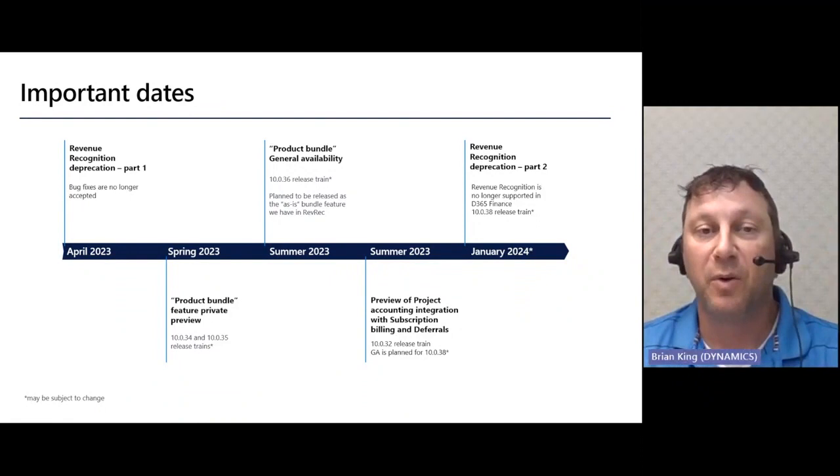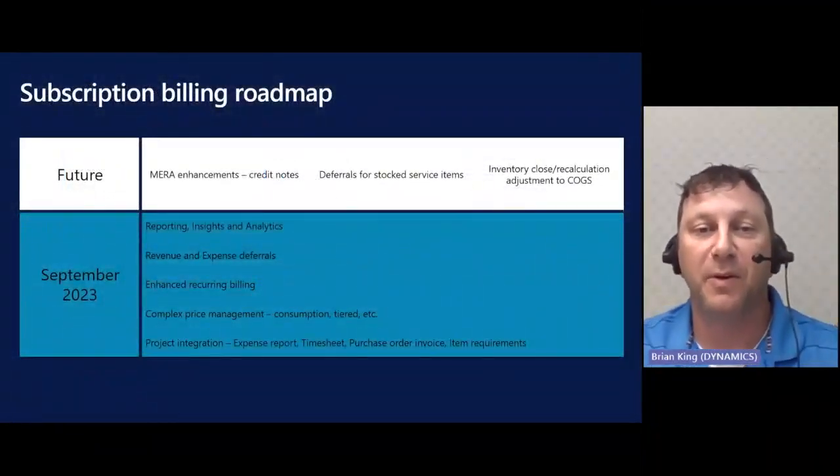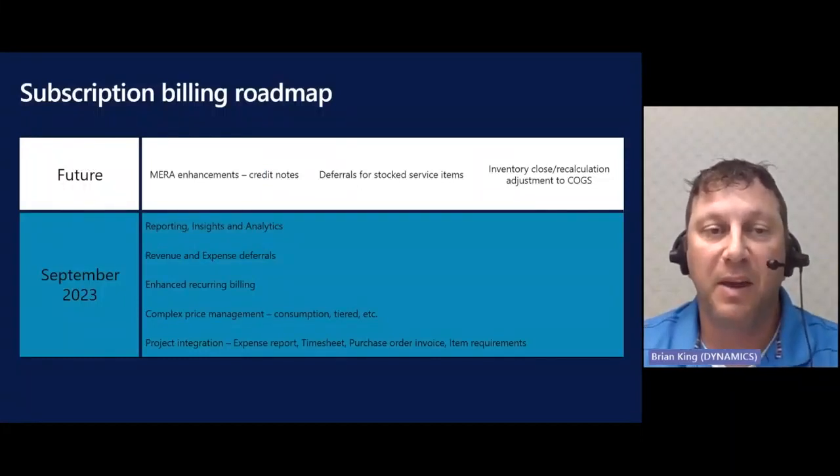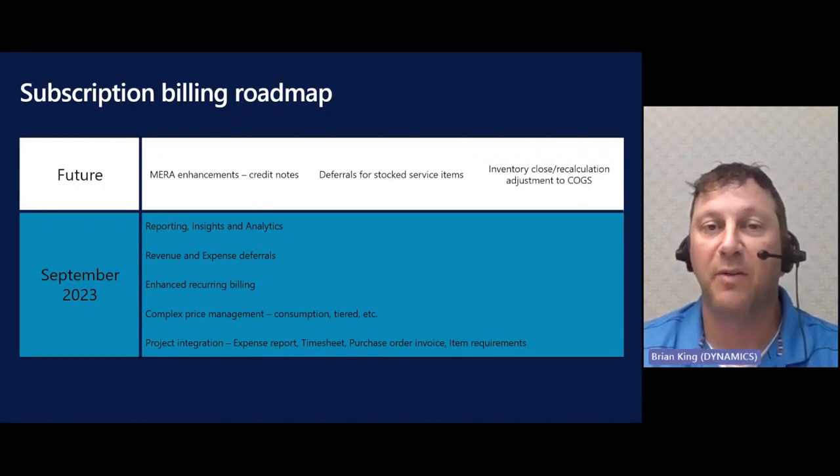From a general roadmap perspective for subscription billing, we're focused on a few things for the next wave. One is enhancements around MIRA, multiple element revenue allocation. These are specific to credit notes, so being able to handle the credit note and then offset the MIRA, or the revenue allocation amounts, based on that credit note.